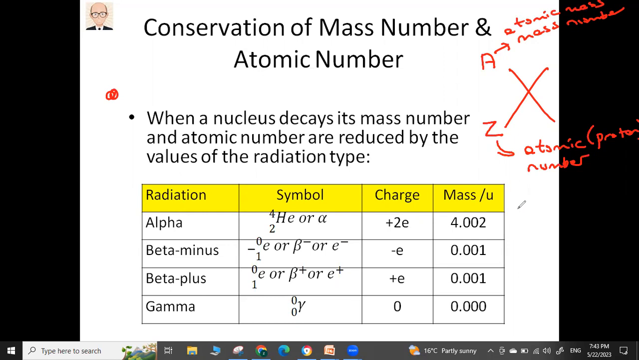So when we have radiation, the daughter nuclei will have a lower atomic number and lower atomic mass, depending on the type of radiation, and we will have examples of how they are affected. Okay, let's continue.